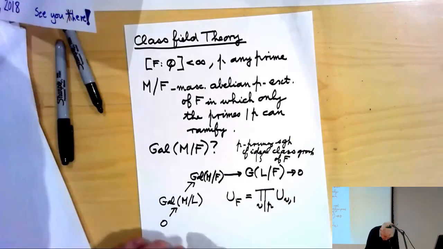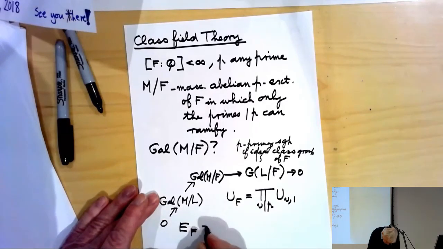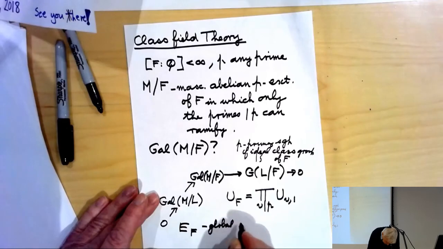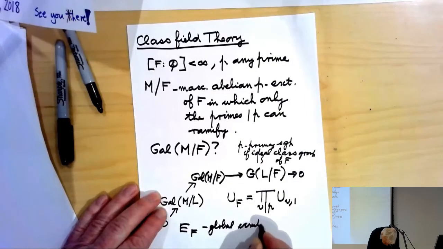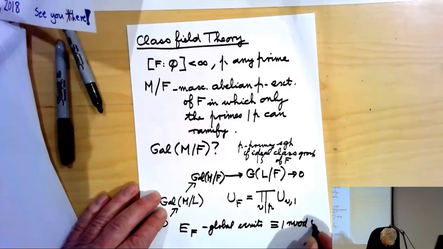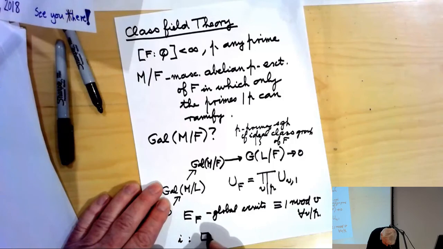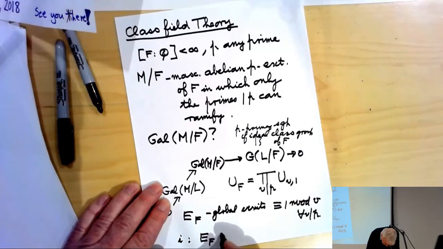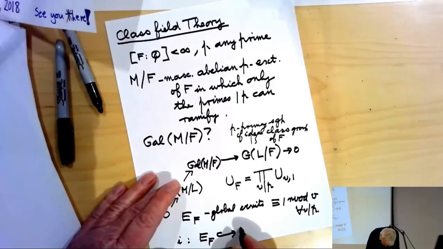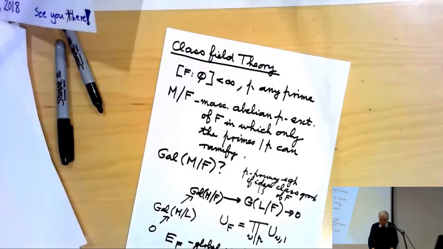These are the local units here, and now I have the global units EF, which are the global units congruent to 1 mod V for every V dividing P, and then I have the natural inclusion I of EF into UF. The global units congruent to 1 into there. Now let me put this here.